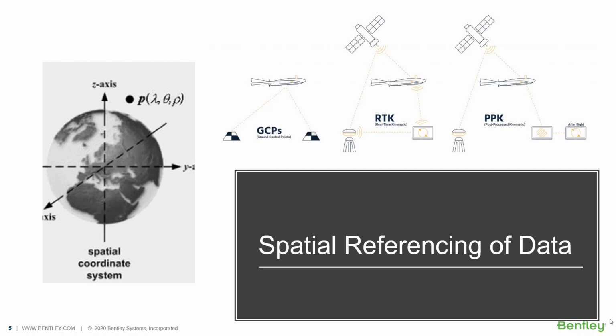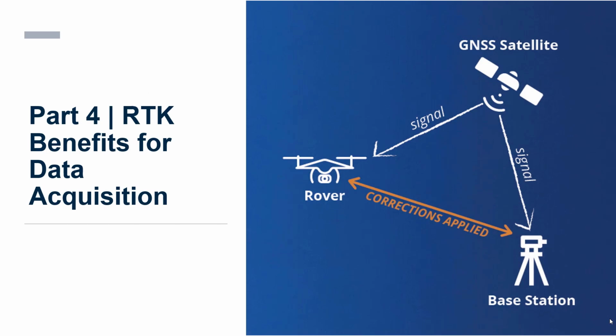RTK and PPK consist of a base station, a satellite, and a drone or a rover, you may call it. So the benefits of using this rover, satellite, base station setup can consist of speed. Accuracy, of course, but also speed. But with this type of setup, there's going to be varying levels of accuracy that we can achieve.